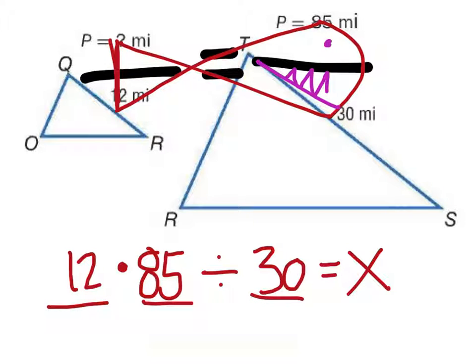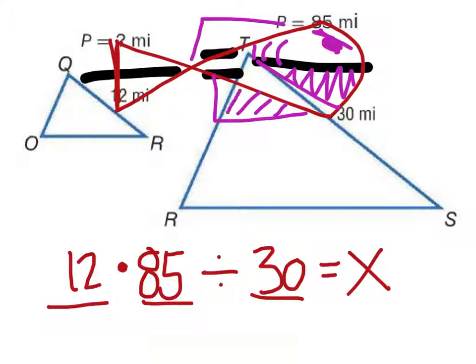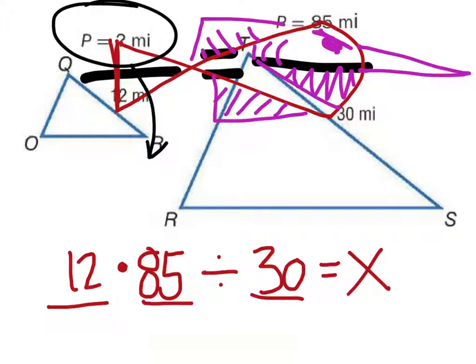And some of you remember that this is called the Fishy method, right? So I've used the Fishy method now to solve this. Go ahead and solve it, all right? So I'm going to take this number here, and we're going to multiply. Then we're going to divide. And so what do we get? And it looks like this perimeter here is just going to be 34 miles.